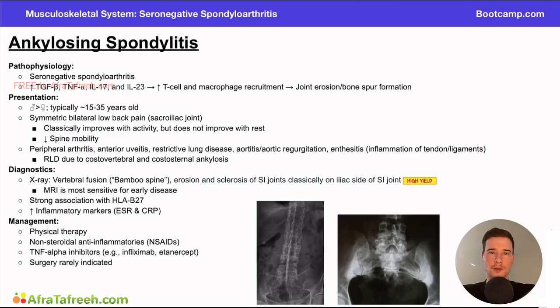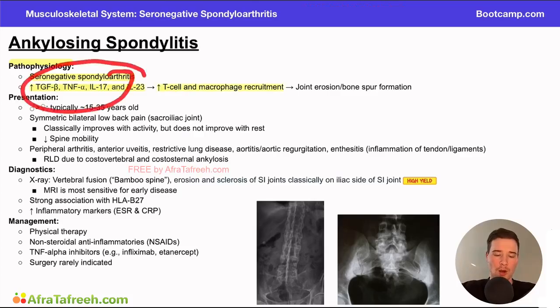If we look at the pathophysiology with this condition, we're going to notice some similarities with other conditions that are also seronegative spondyloarthritis. These are inflammatory conditions, right? It's an overactive immune response. This leads to increased inflammatory markers, including increased TGF-beta, TNF-alpha, interleukin-17, and even interleukin-23. These ultimately lead to increased T cell and macrophage recruitment. Remember, our interleukins are going to draw in our T cells and macrophages.